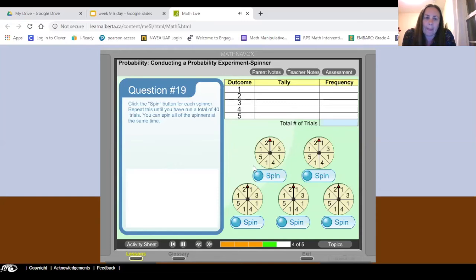Click the spin button for each spinner. Repeat this until you have run a total of 40 trials. You can spin all of the spinners at the same time. All right, so we're going to try and stop at 20 again and see where we are halfway.